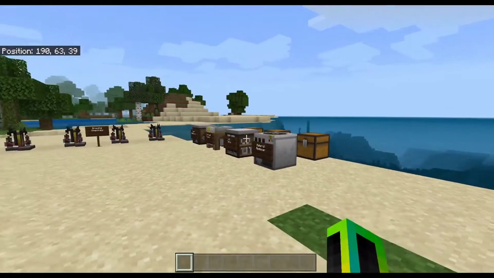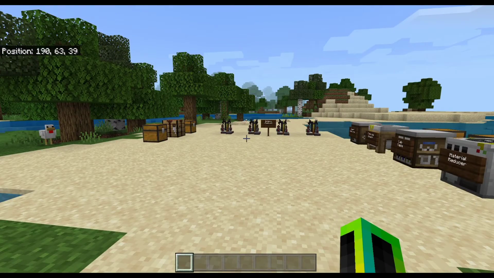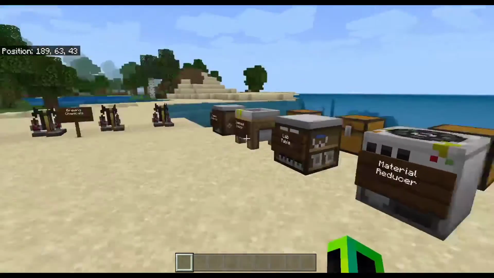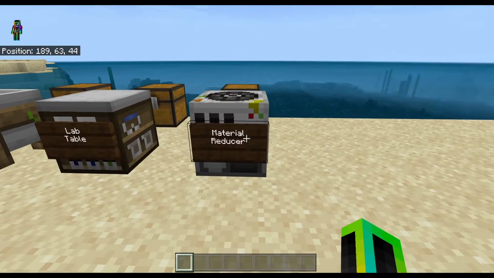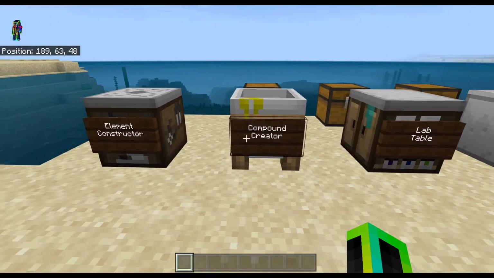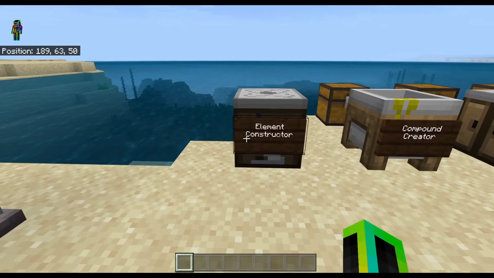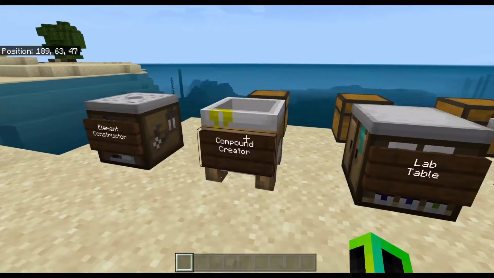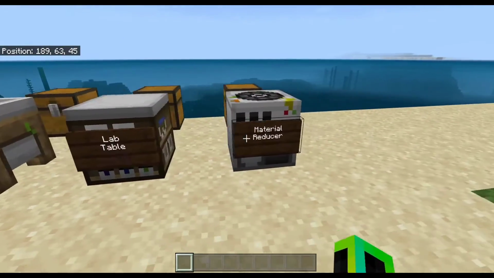Everybody. So today we are going to learn science in Minecraft. Let's see what we have over here. We have material reducer, lab table, compound creator and element constructor. These will help us throughout our journey of our science learning.